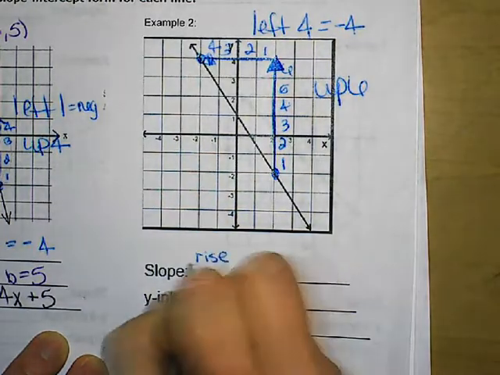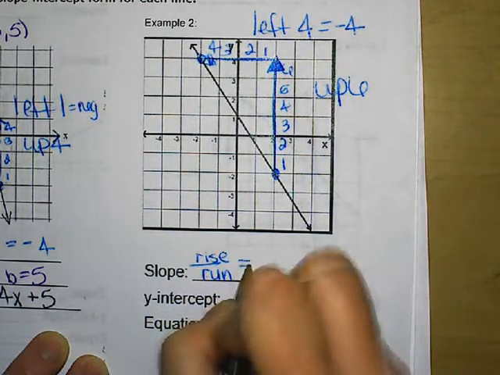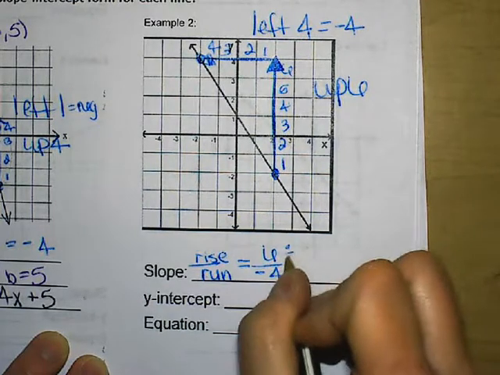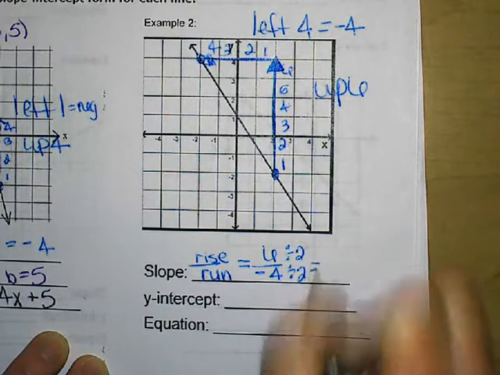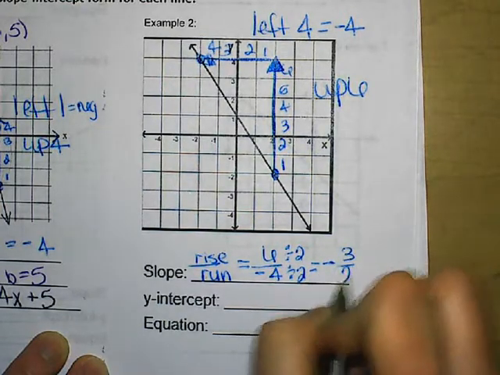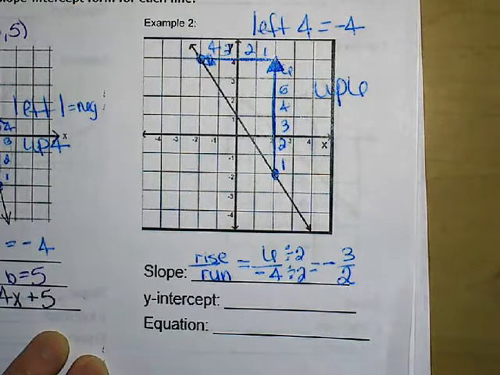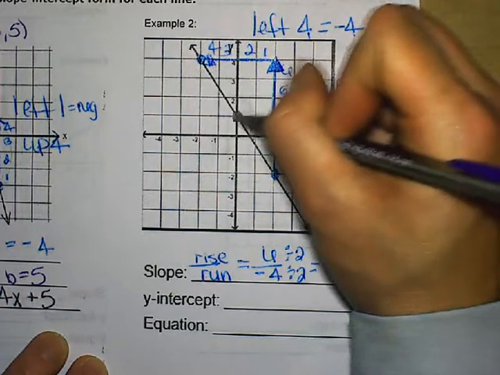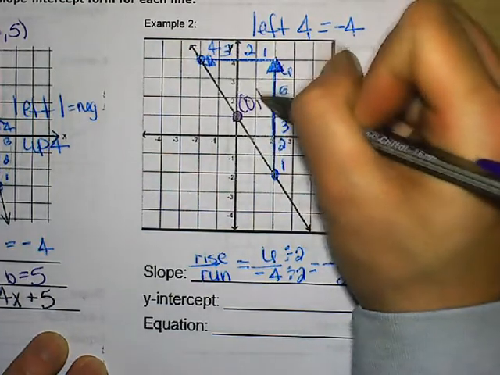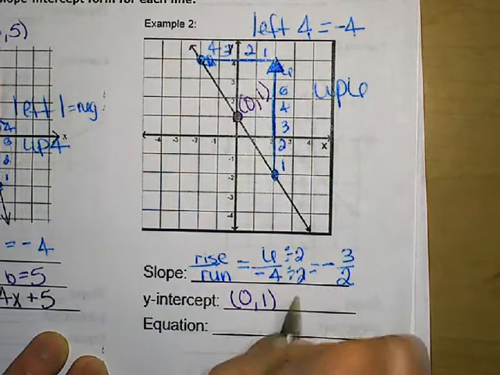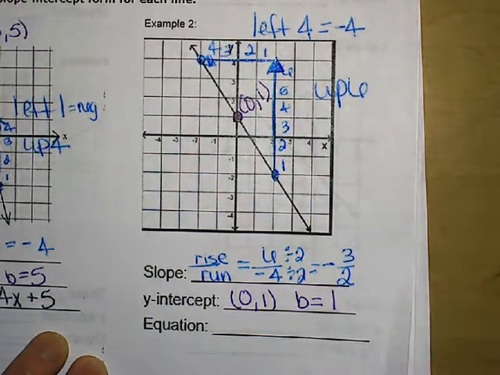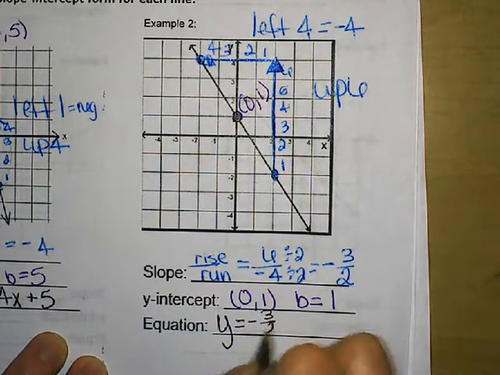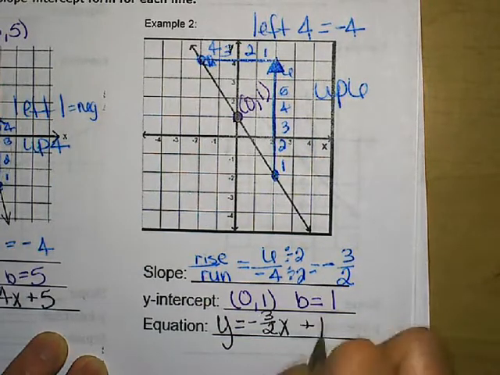So I'm going to write my slope as rise over run. So I went up 6 and left 4. These can both be simplified by 2, and I know my slope is negative 3 over 2. Now I can find my y-intercept. I'm going to go where x equals 0 and go up to my linear equation line, and I know that my y-intercept is 0, 1. Therefore, b equals 1. And now I can write my linear equation. Y equals negative 3 over 2 times x plus 1.